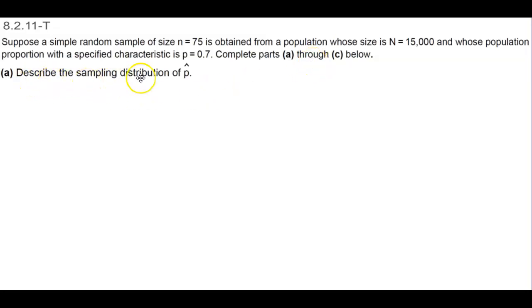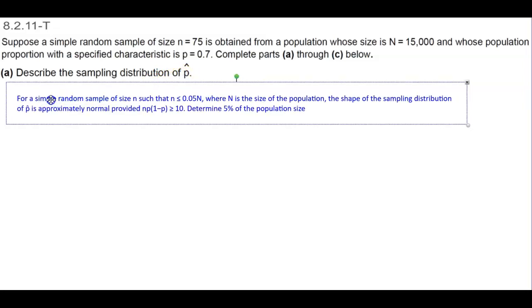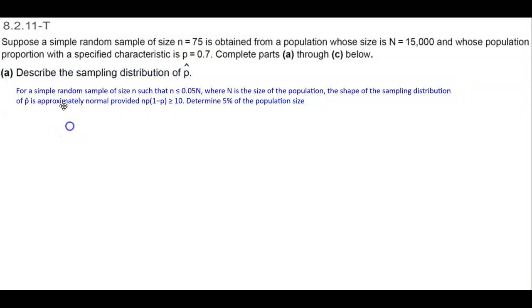Part A, we want to describe the sampling distribution of the sample proportion. Recall that for a simple random sample of size n, such that n is less than or equal to 0.05 times capital N, where N is the size of the population, the shape of the sampling distribution of the sample proportion is approximately normal, provided that n times p times 1 minus p is greater than or equal to 10. And then determine the 5% of the population size.